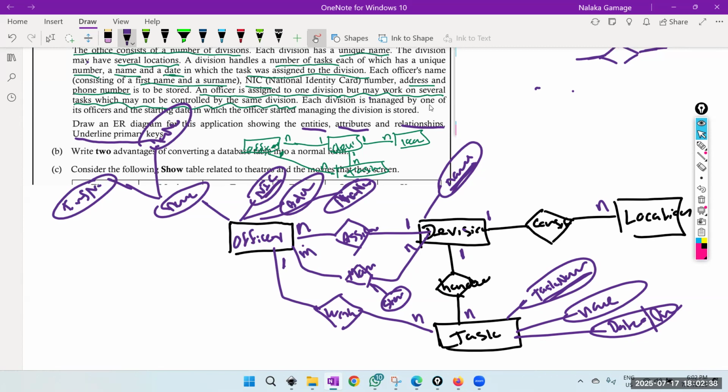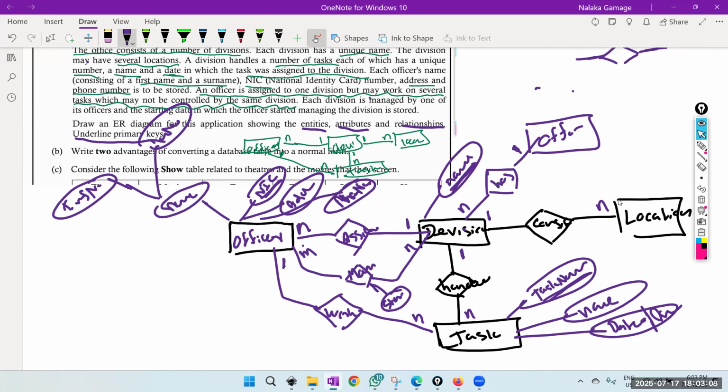Each division is managed by one of its officers and the starting date on which, and so on. Correct. Right. Now I'm pretty much done, but then what happened to the office? Maybe office also will do, because all the management is at division level. But I will have this one also. Office has divisions. One office has many divisions. One division belongs to one office.